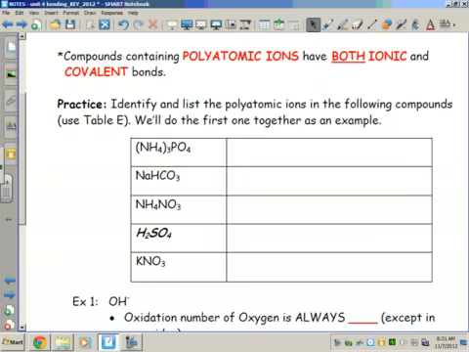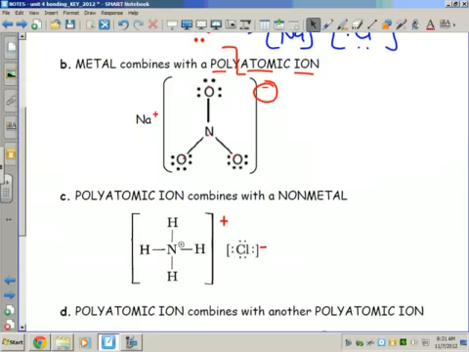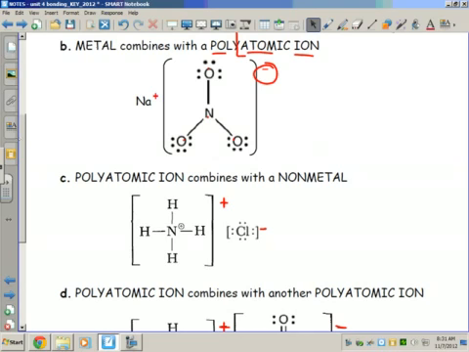A major point I want to stress here when it comes to polyatomic ions is the fact that compounds that contain polyatomic ions have both ionic and covalent bonds. I'm going to go back a few pages to illustrate this, and I'm going to take a look at 2 examples. The first example is with a positive metal and a negative polyatomic ion. The bond between the metal and the polyatomic ion itself, that combines the 2 of them, is a bond between ions, which means that's an ionic bond.